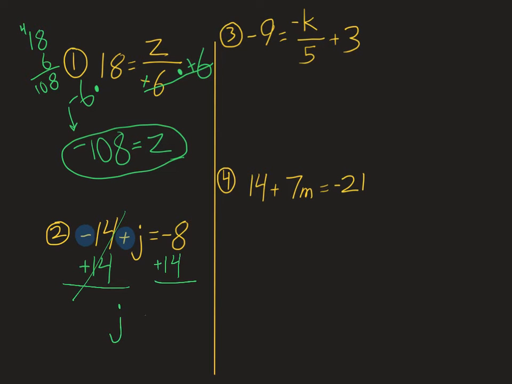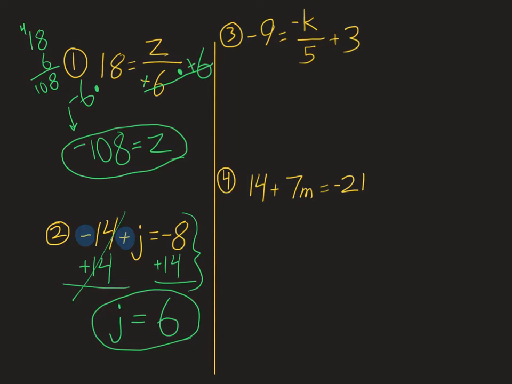We've got j remaining by itself on the left, and this here is an example, remember, of good guys and bad guys. There's more good guys in the 14, so it's actually 14 minus 8 is 6. More good guys equals a positive answer. There you go.